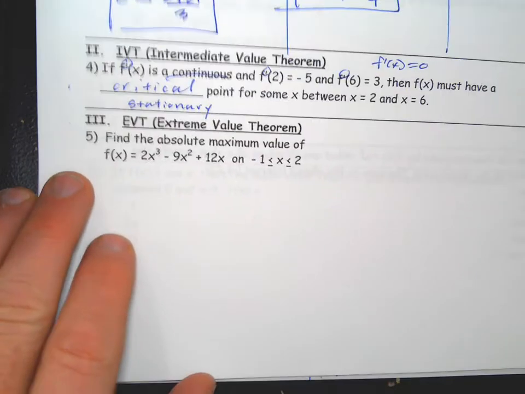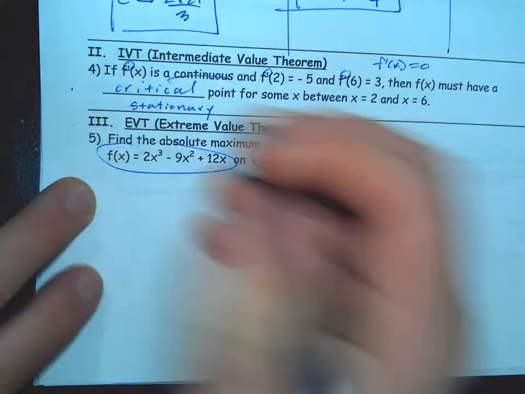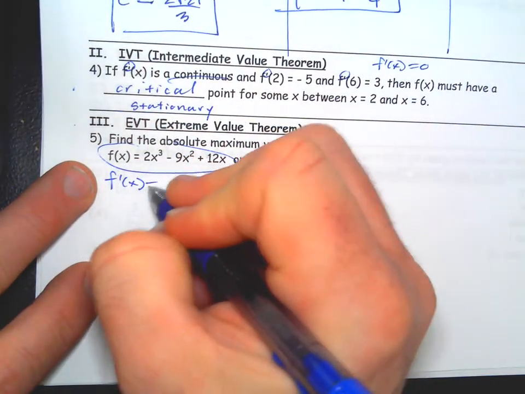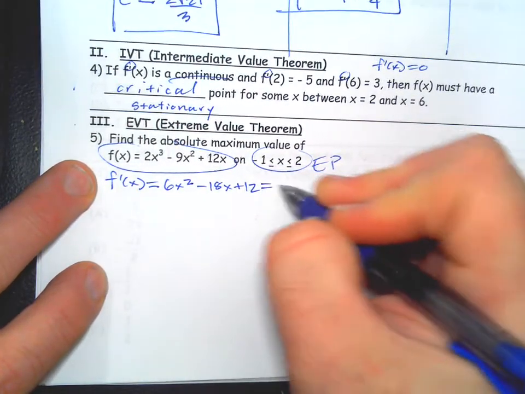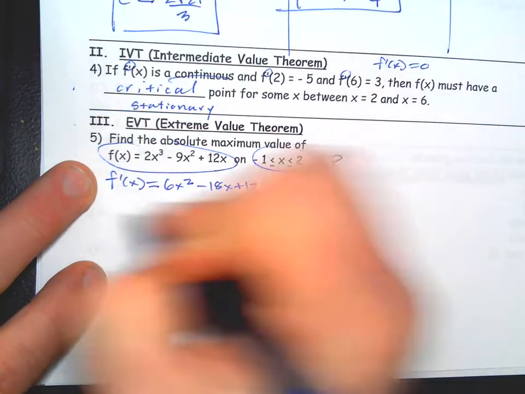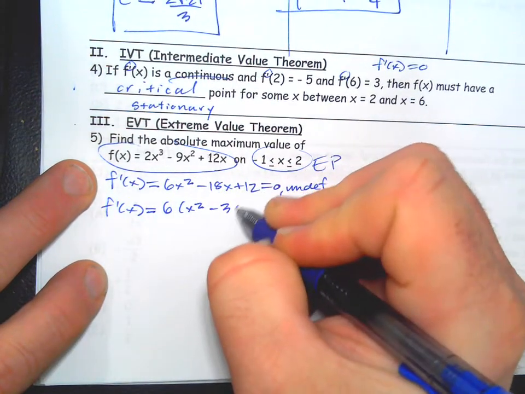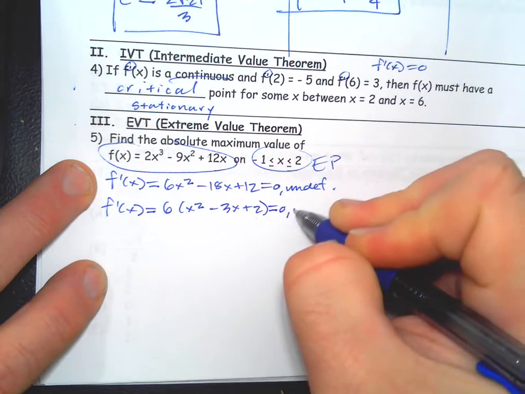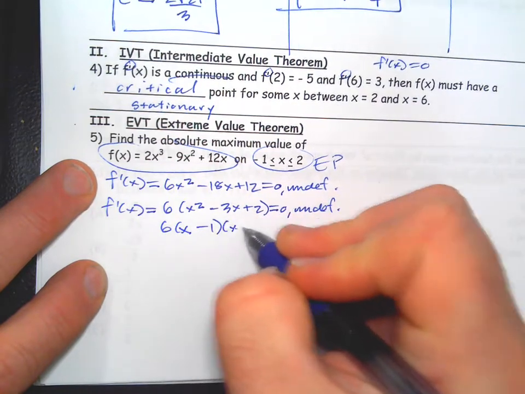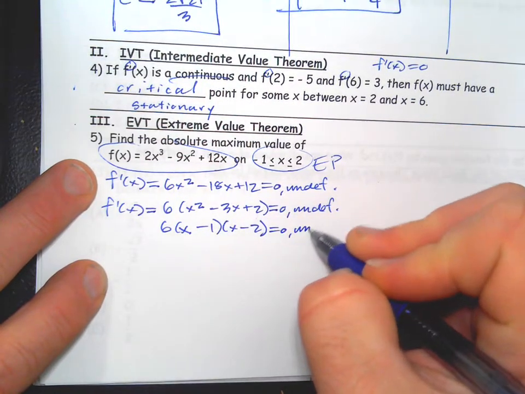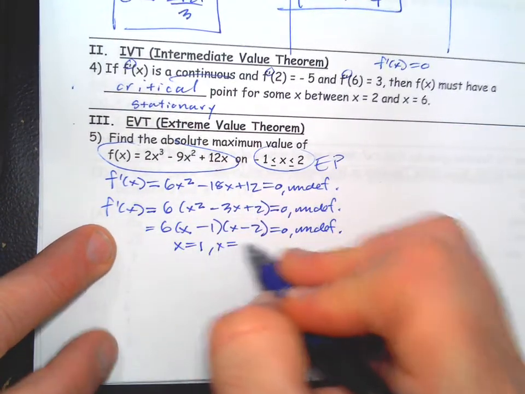All right? EVT, find the absolute max of the function with the endpoints. So these are easier than optimization. We've been doing these a lot. Got to find critical points. Derivative, 6x squared minus 18x plus 12 equals 0 or undefined. Probably try and factor out the GCF, which is 6. It's just going to make life a lot easier. And so it's going to be x minus 1, x minus 2.